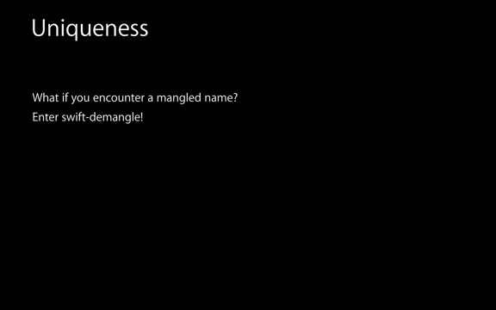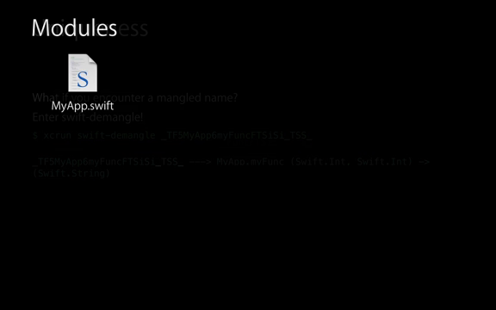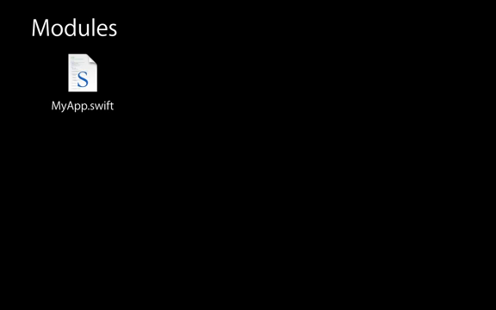Swift demangle is a little tool that ships with Xcode that lets you pass as input on the command line one or more Swift mangled names, and it magically provides you the demangled version. So fear no more encounters with mangled names in dark alleys. This is the magic of modules in the context of name uniqueness, of avoiding clashes.